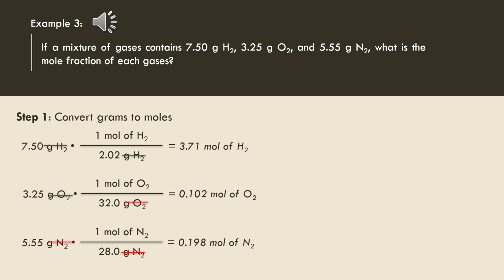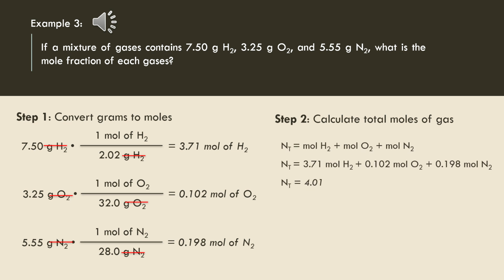So after converting grams to moles, step 2 is to calculate the total moles of gas. To calculate, you just add them all. There goes your 4.01 total moles of gas.